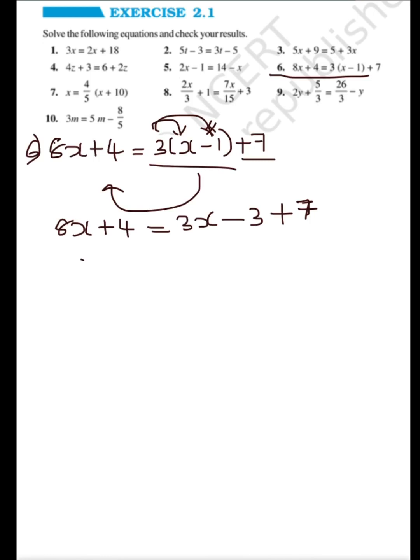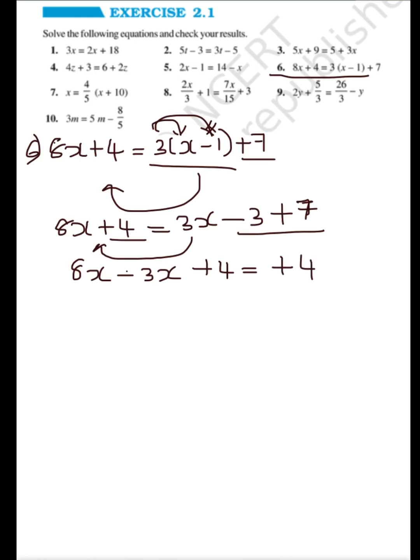Okay, so 8x, when you are taking 3x to other side, what happens? It will become 3x minus 3x. Okay, so 8x minus 3x, then what is there? Plus 4 equals, what is there? Minus 3 plus 7. What is minus 3 plus 7? It's plus 4. Okay, now 8x minus 3x. What is 8x minus 3x? That is 5x. Okay, so 5x plus 4 equals 4.